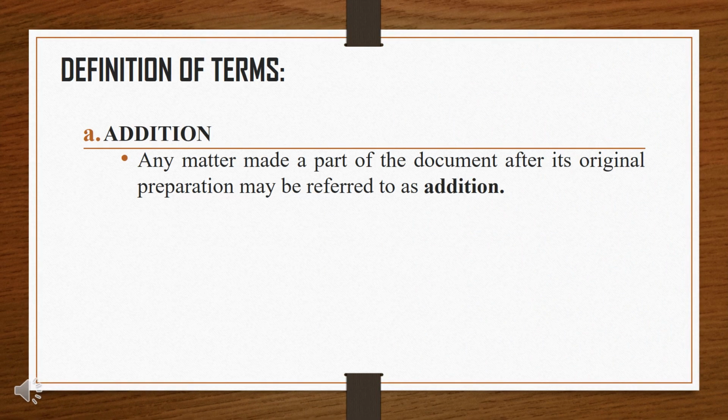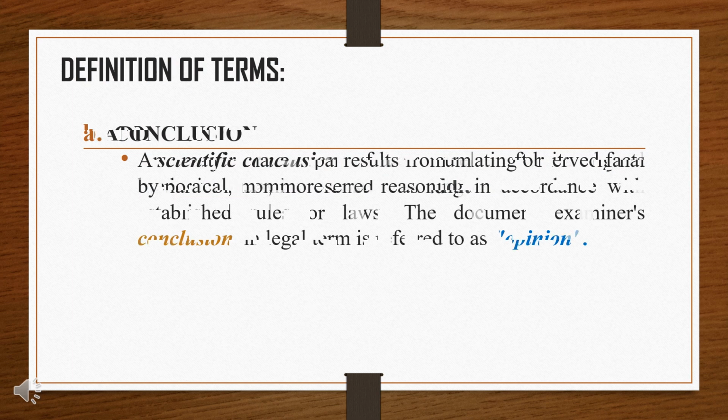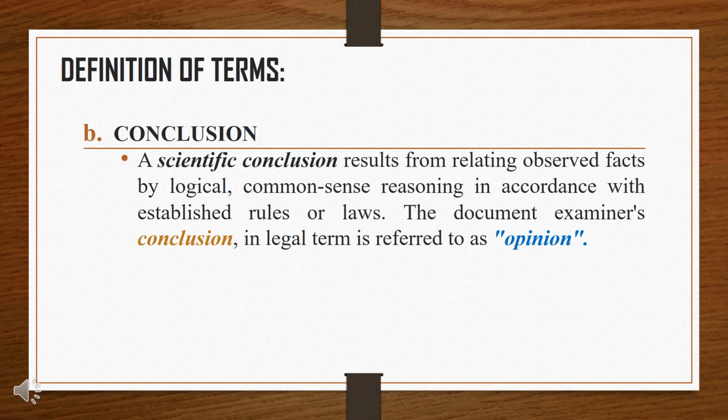Definition of some terms. A. Addition: any matter made a part of the document after its original preparation may be referred to as addition. Conclusion: a scientific conclusion results from relating observed facts by logical, common-sense reasoning in accordance with established rules or laws. The document examiner's conclusion, in legal terms, is referred to as opinion.